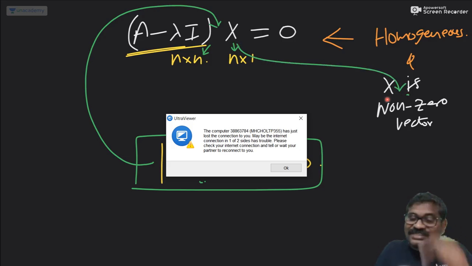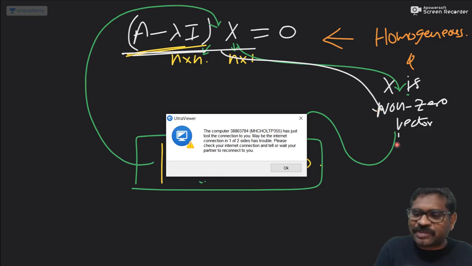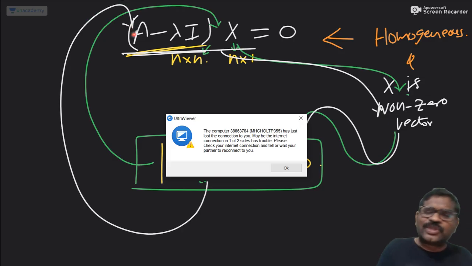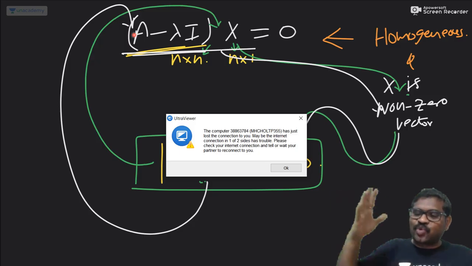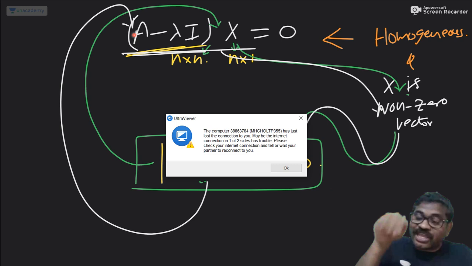If the system possesses a non-zero solution, the determinant value of A minus lambda I equals 0. It is necessary and sufficient. If the homogeneous system possesses a non-zero solution, the determinant value of A minus lambda I equals 0. If the determinant value of A minus lambda I equals 0, then the homogeneous system possesses a non-trivial solution. Understood? Sir, if the system is homogeneous, it has two possibilities. One is trivial, one is non-trivial. But in this problem, you are talking about only non-trivial.